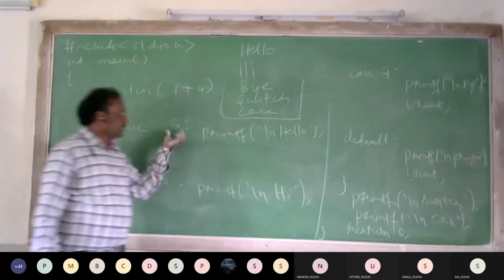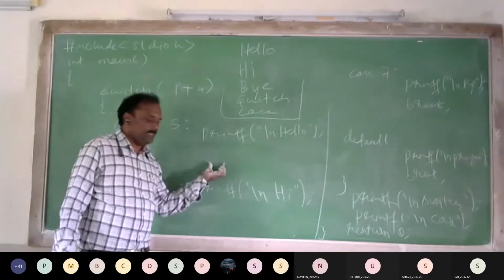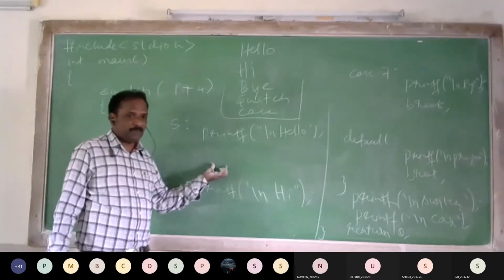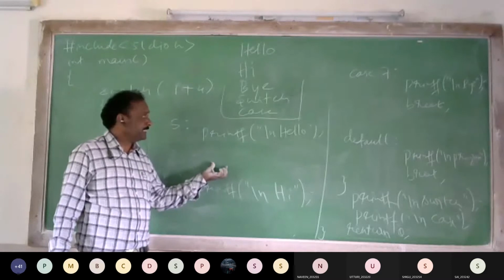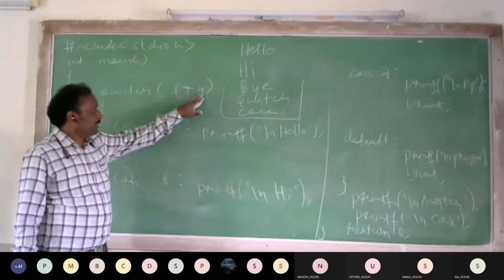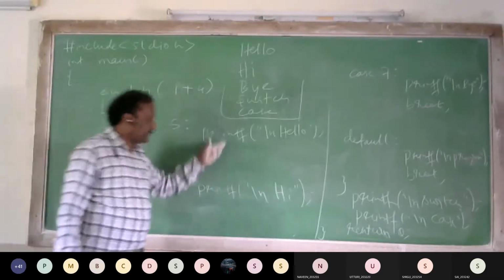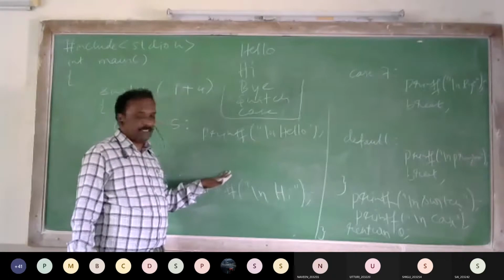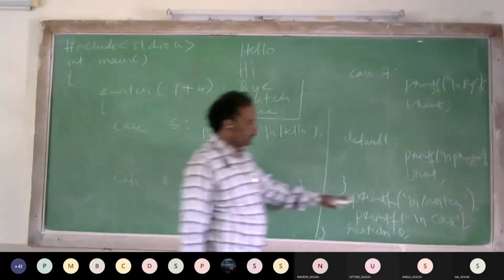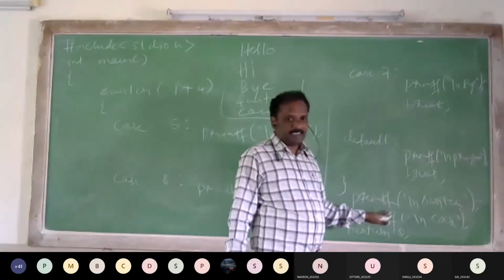So usually after every case constant, we will write the last statement as break statement. So if the value matches with this constant, after executing the set of statements, we have to write the break. Break will take the control outside of the switch case.